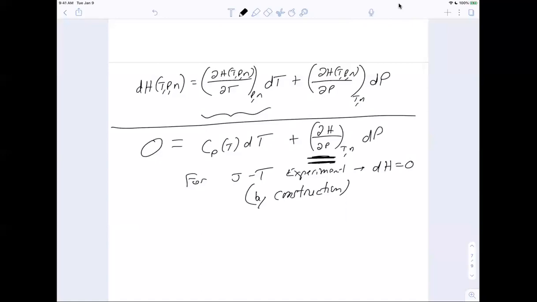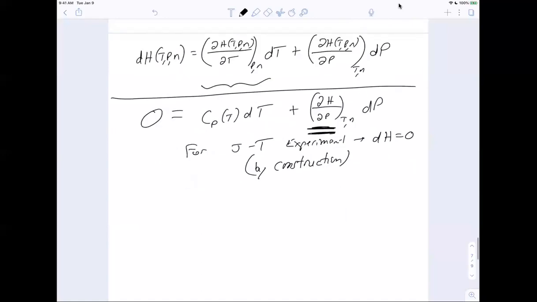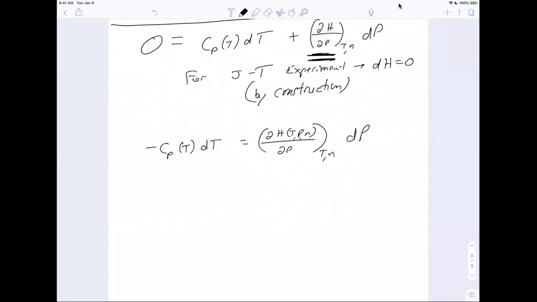Okay. All right, so let's isolate this partial of H with respect to P for the moment. Now this is just algebra. I'm going to bring over the minus Cp dT, and that's equal to the partial of H with respect to pressure at constant temperature, times dP. And then I'm going to divide through by dP. So I'll have here minus Cp of T, dT/dP.